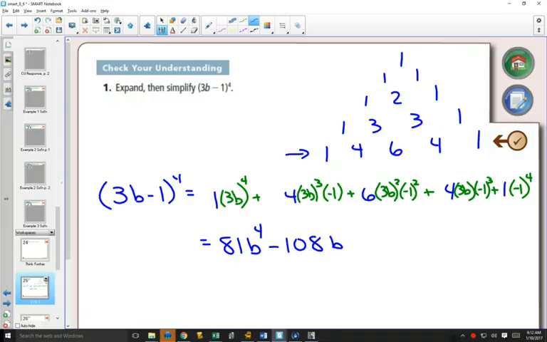And how many b's are we going to have in this one? 3. B cubed. 3 squared is 9. 9 times 6 is 54. Negative 1 squared is positive 1. So we will get plus 54b squared. Negative 1 cubed will be negative 1. Negative 1 times 3 times 4 will be negative 12. And negative 1 to the 4 is positive 1.